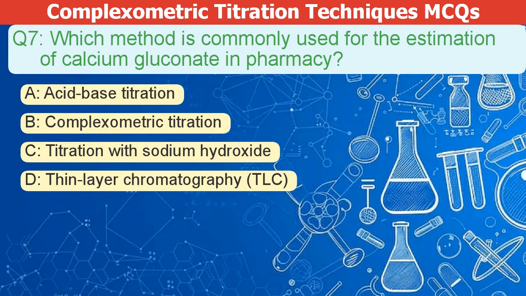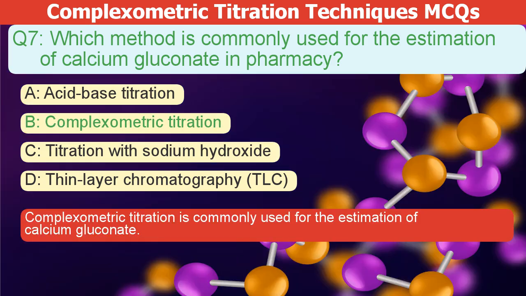Which method is commonly used for the estimation of calcium gluconate in pharmacy? A. Acid-base titration. B. Complexometric titration. C. Titration with sodium hydroxide. D. Thin layer chromatography, TLC. The correct answer is B. Complexometric titration is commonly used for the estimation of calcium gluconate.